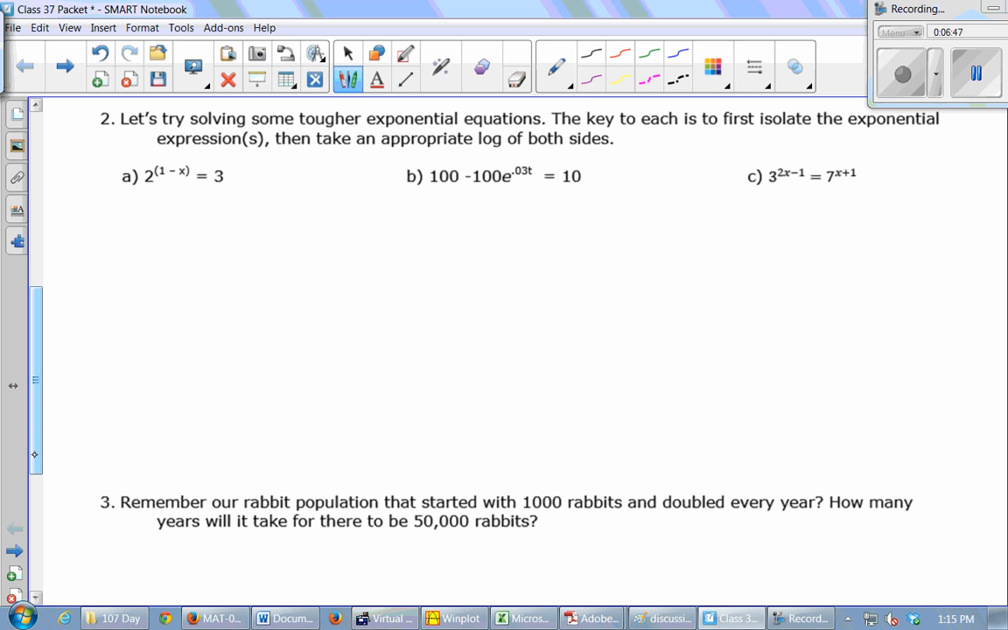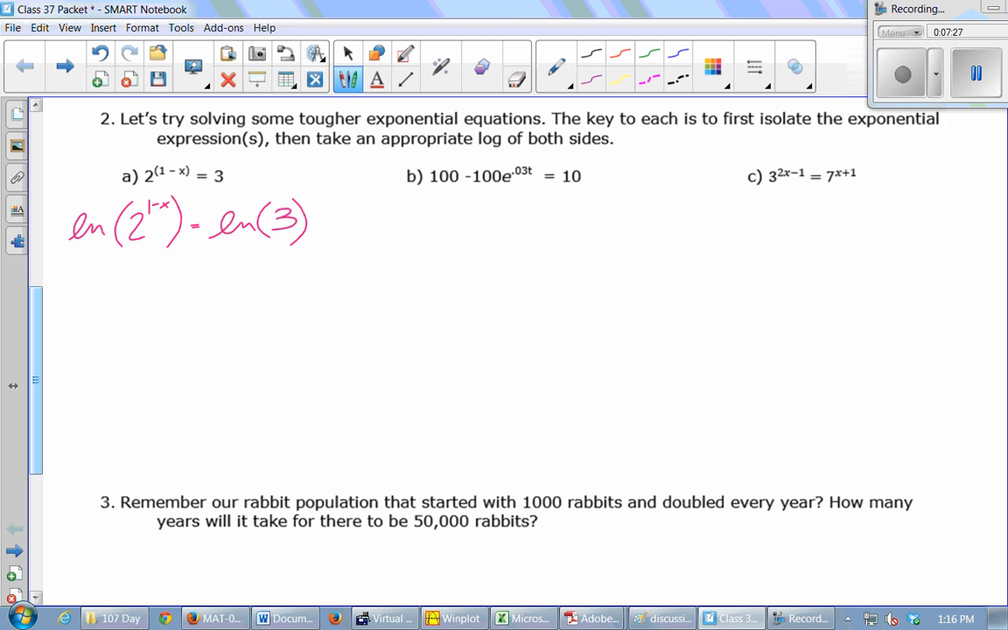All right, so let's try solving some slightly tougher ones. The key to each of these is going to be to first isolate your exponential expression, then take a log of both sides. So in part A here, my exponential expression, 2 to the 1 minus x, is already isolated all by itself on the left-hand side. So the variable is stuck up in the exponent, wants to come down, so I take a log of both sides. So I'm going to take the ln of 2 to the 1 minus x. That equals the ln of 3.